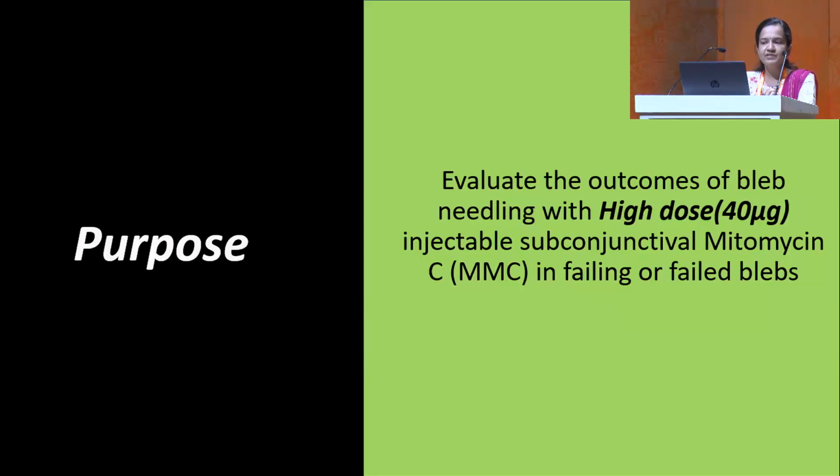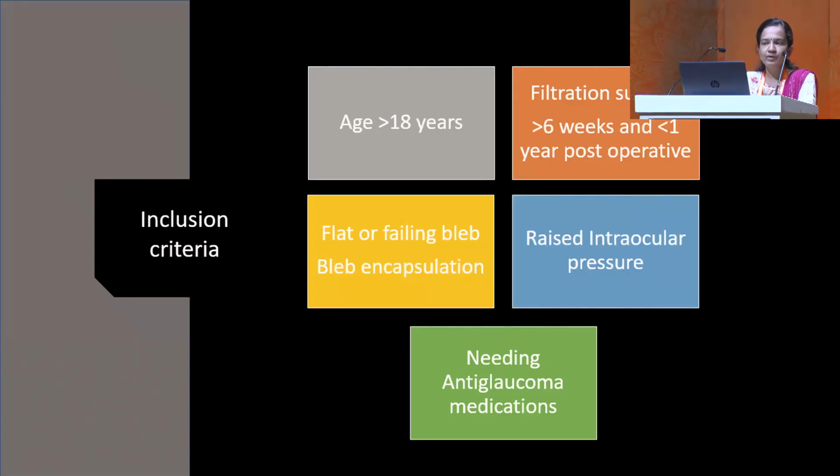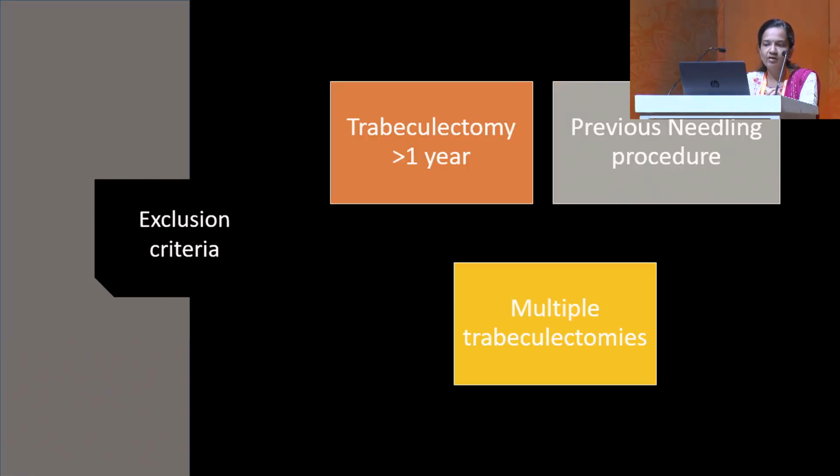So the purpose of our study was to evaluate the outcomes of bleb needling with high dose, that is 40 microgram injectable subconjunctival mitomycin C in failing or failed blebs. Ours was a prospective non-randomized interventional case series which included 52 eyes of 52 consecutive patients who were more than 18 years. The filtration surgery was carried out between 6 weeks and 1 year post-operative period with a failed or failing bleb with raised intraocular pressure requiring anti-glaucoma medications.